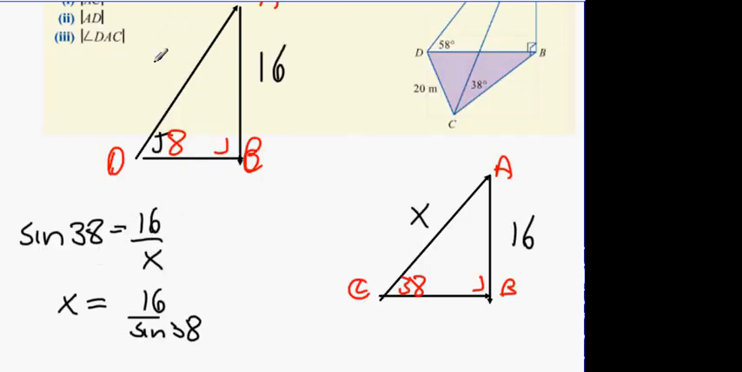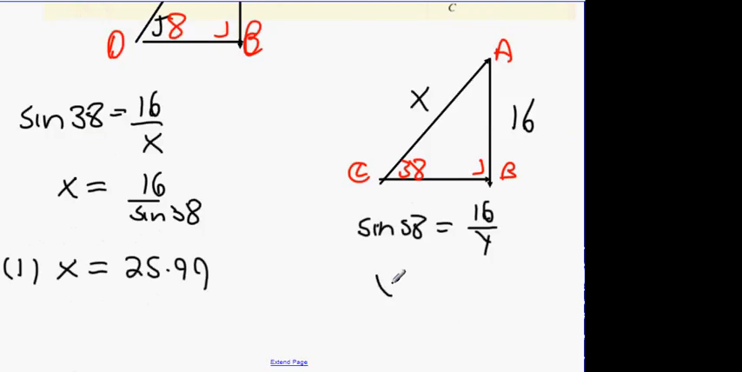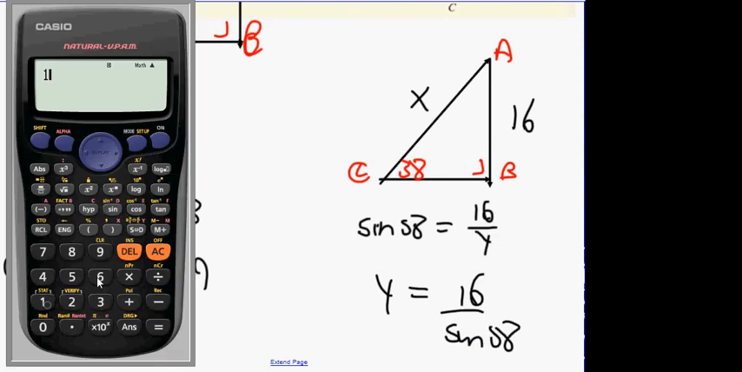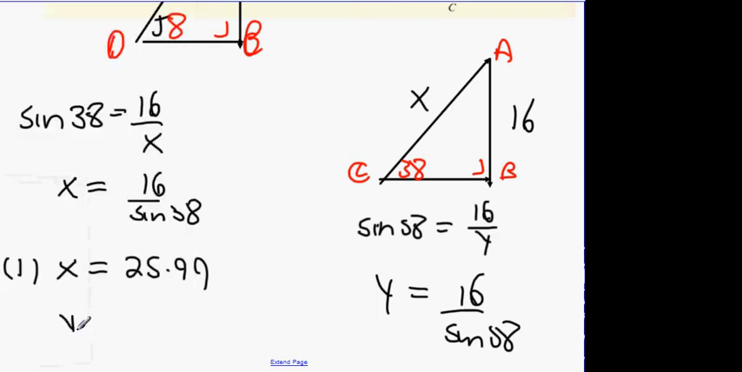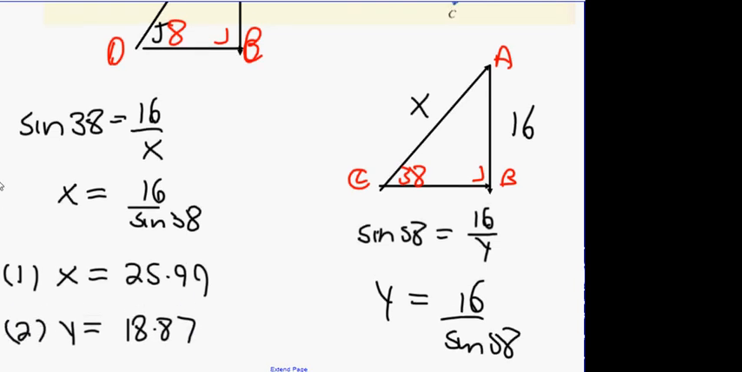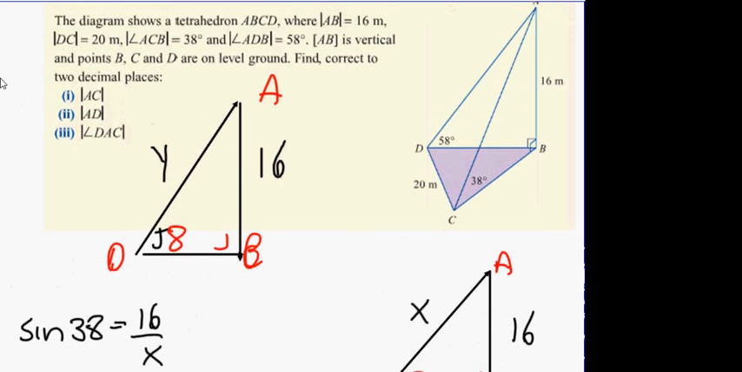Call this part Y, and therefore we're going to get sine 58 equals 16 over Y. Y therefore equals 16 divided by sine 58. That's 18.87. That's for part 2. Now, part 3 goes: find the angle DAC.